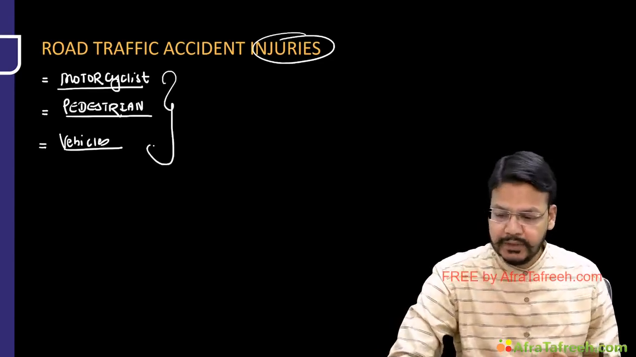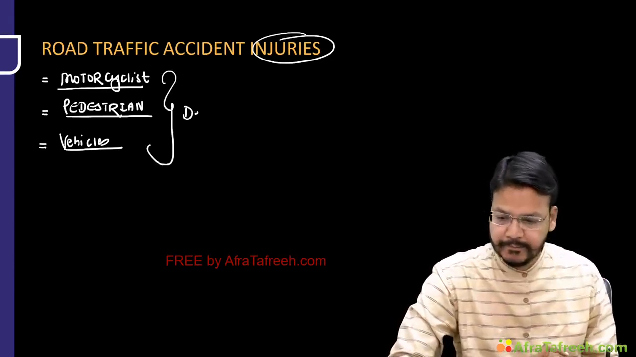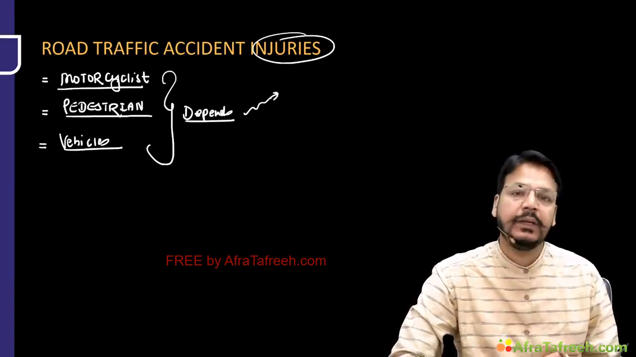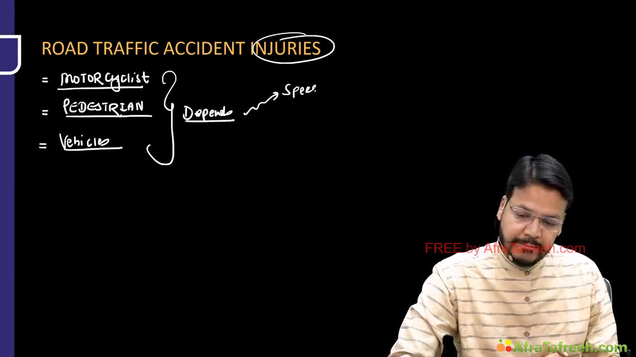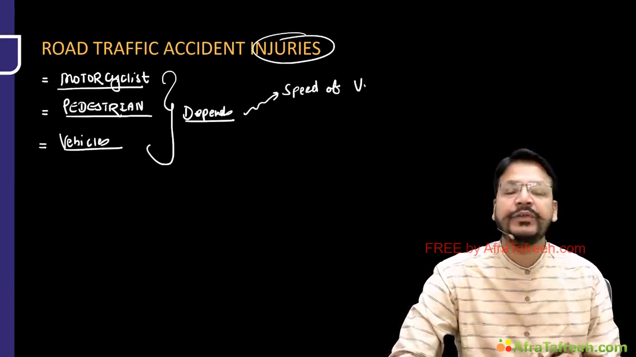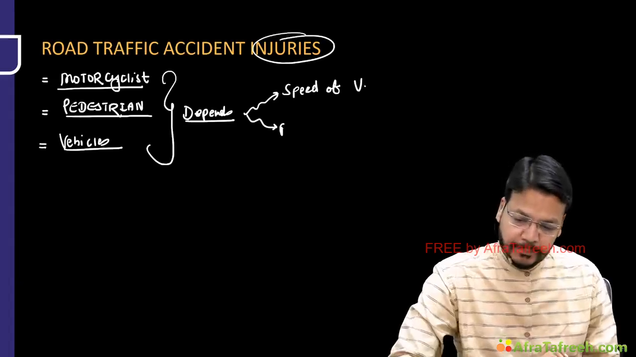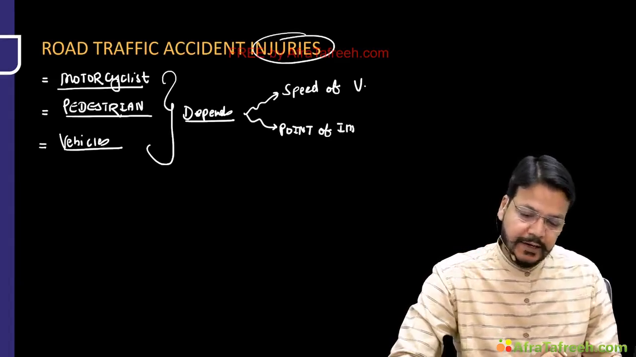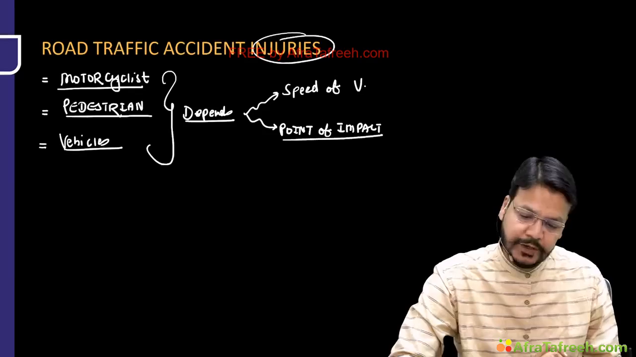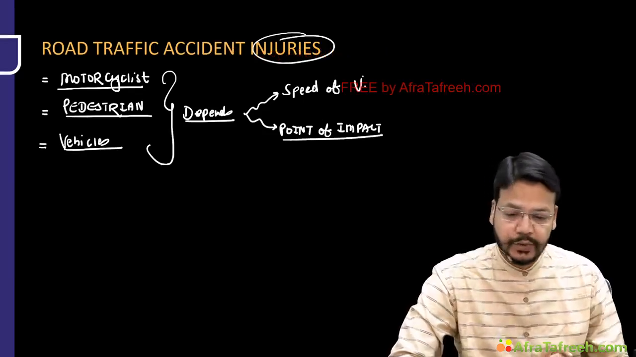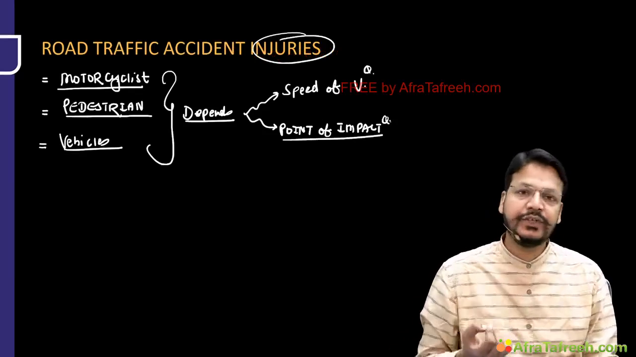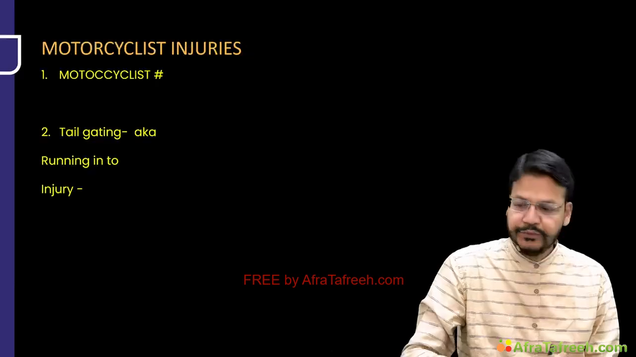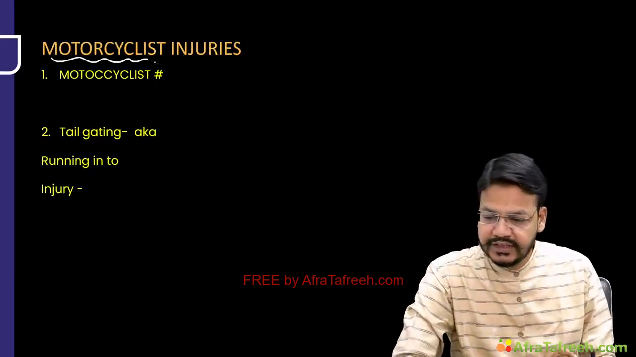Now, my dear friend, these injuries depend on two things. Number 1, the speed of the vehicle, and second, the point of impact. These are two criteria. The nature of injuries and the severity of injuries all depend on them. Okay. Now first I'll discuss the motorcyclist injuries.